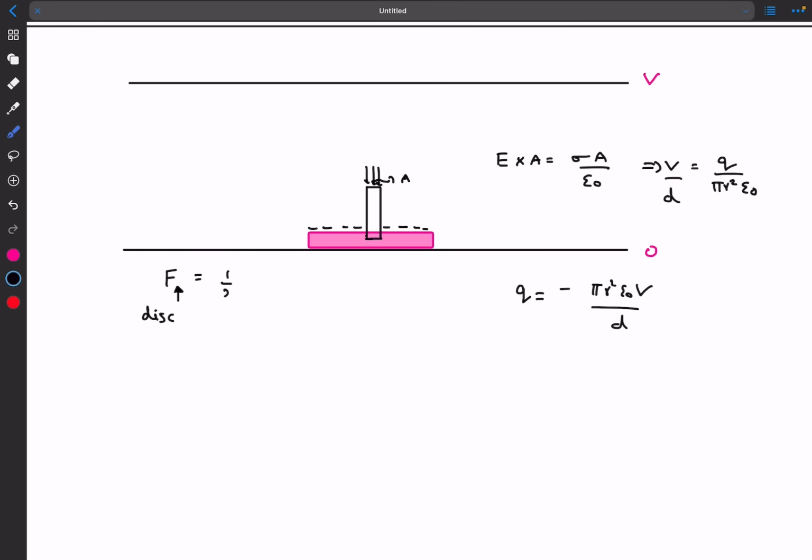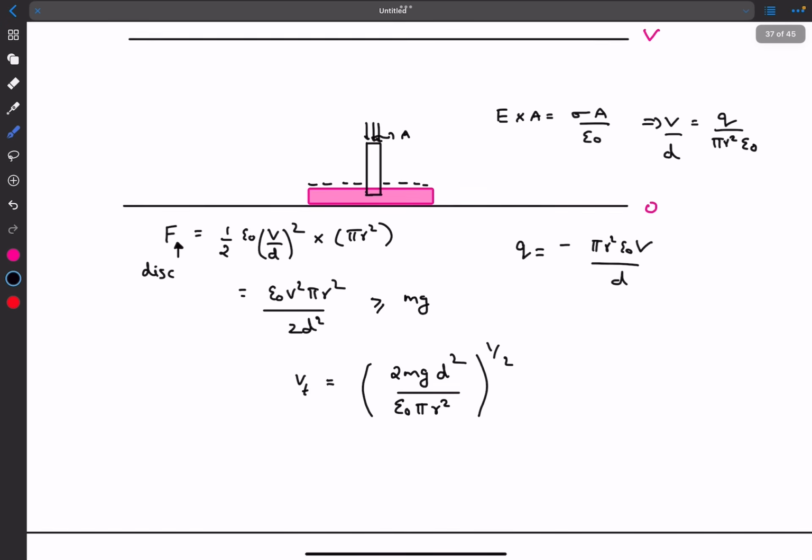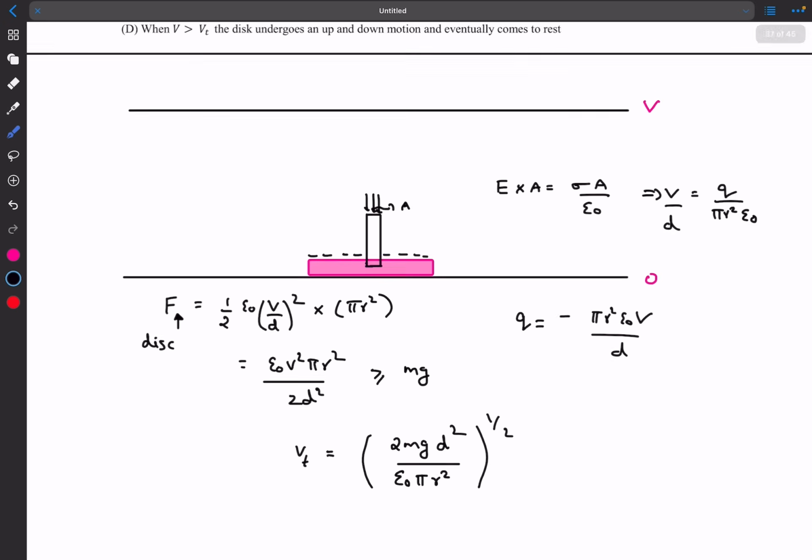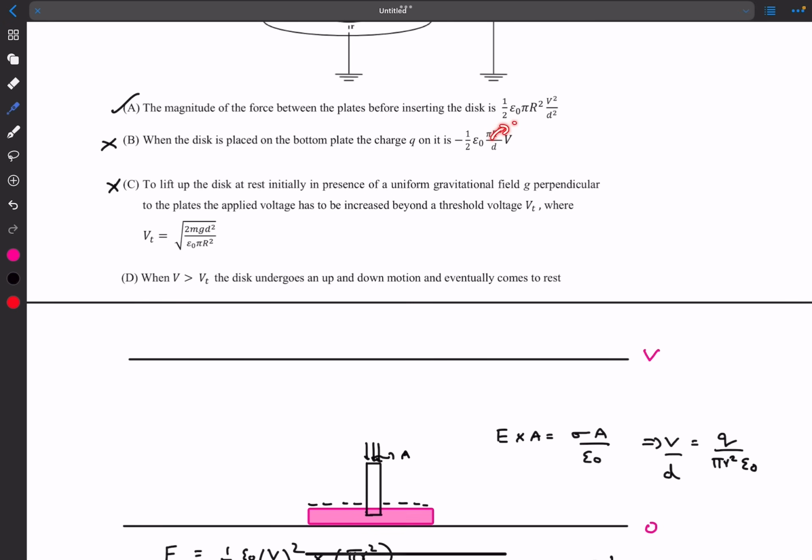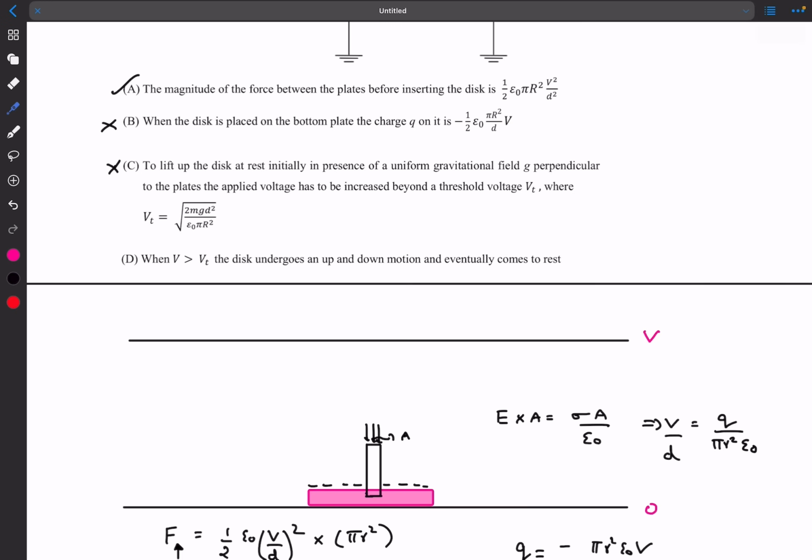So it will be half epsilon naught (V by D) squared, multiplied by the area of the disk, which is pi r squared, pi small r squared. So this will be epsilon naught V squared pi r squared divided by 2D squared. So this is approximately the electrical force that acts on the disk. And now for the threshold case, this will be just greater than mg, and this will be the answer for the threshold voltage. I guess what they were trying to do is write this as smaller r and this as smaller r as well, but instead they wrote capital R by mistake.